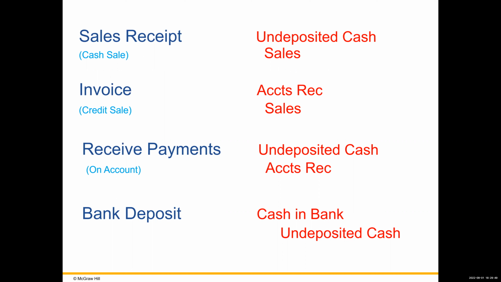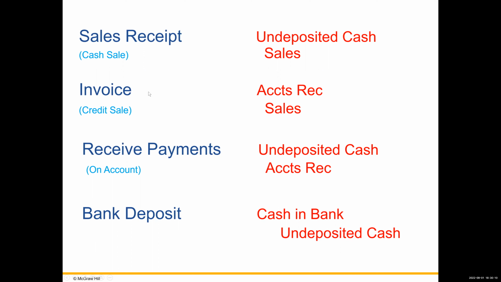So that's simply all it is. Now, I'll jump down to the bottom because you say, well, what happens to this? When we march it down to the bank and make a bank deposit, we take it out of our undeposited cash and put it in cash and bank. So we'll record the bank deposit here. And that's when we take it out of undeposited cash and put it in the bank.